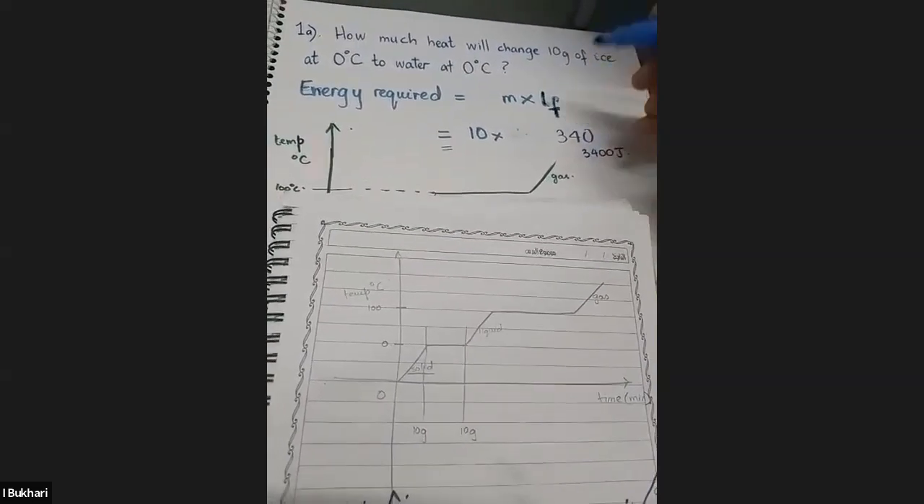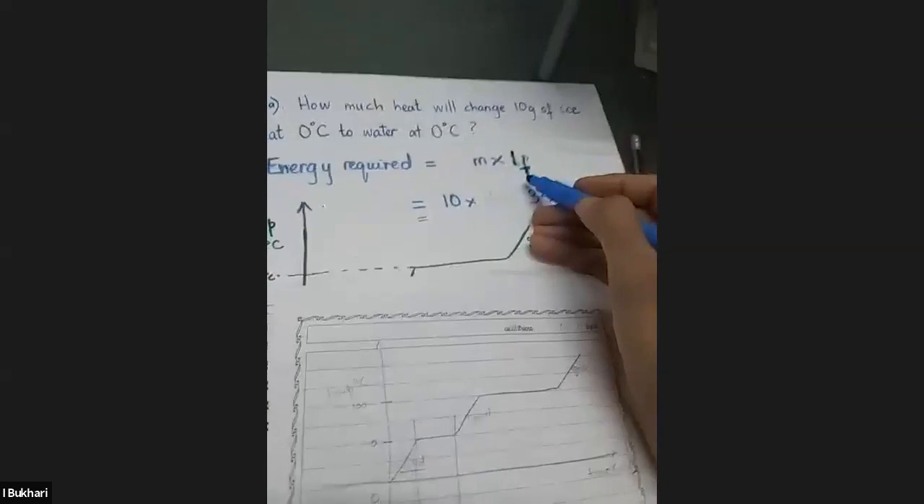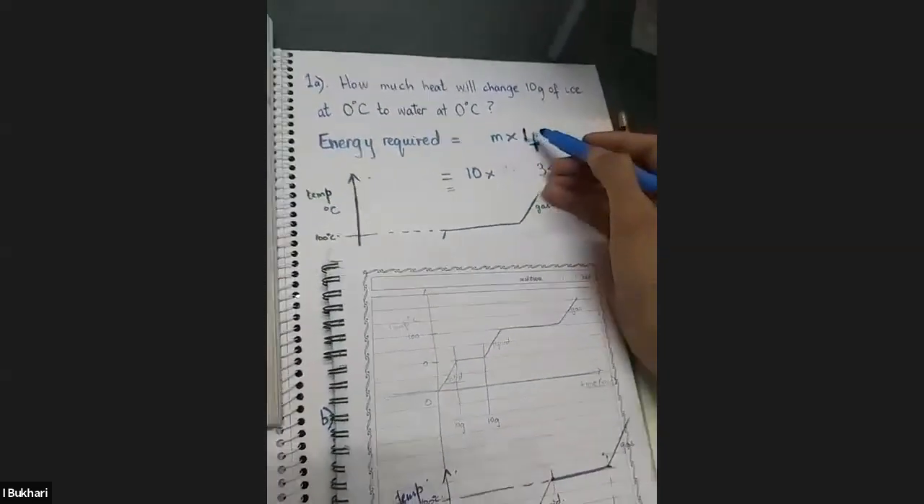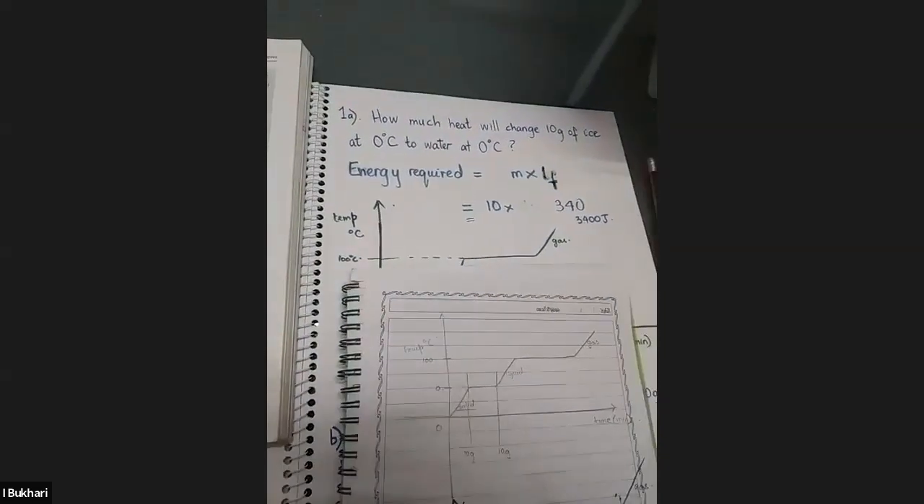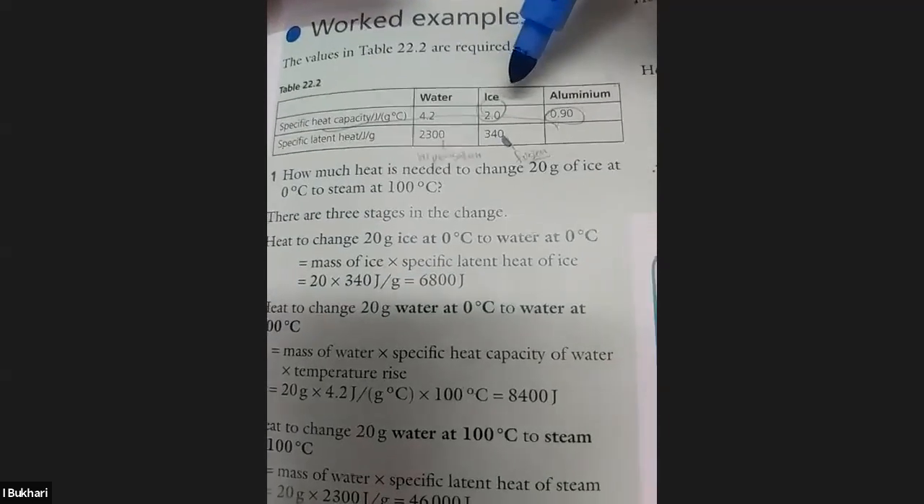And what is the process? Mass into, this is fusion going on, right? Ice to water, this is fusion. So latent heat of fusion. And then they have asked you to use table 22.2. Now table 22.2 is this.